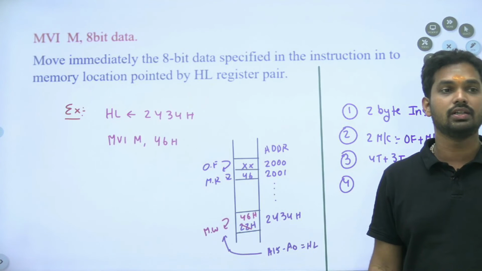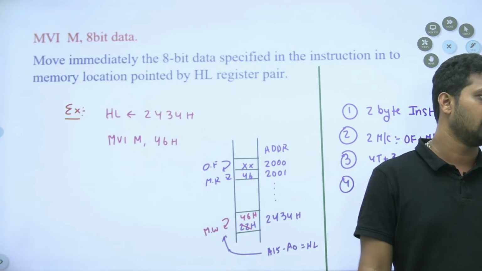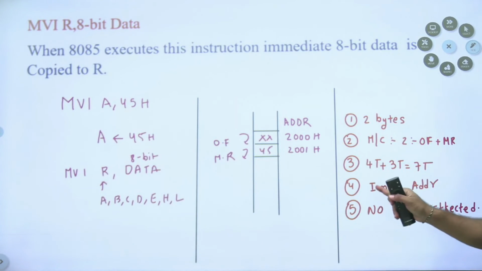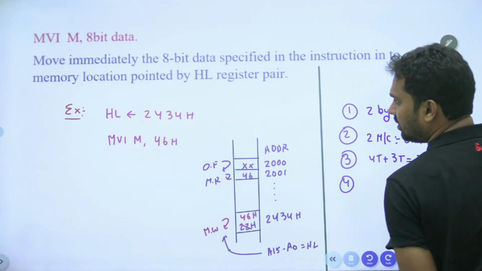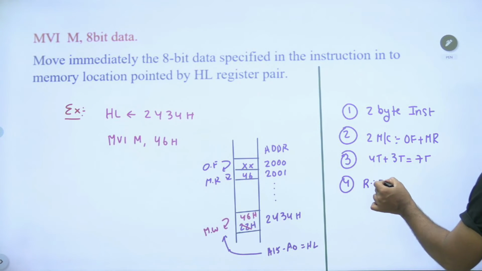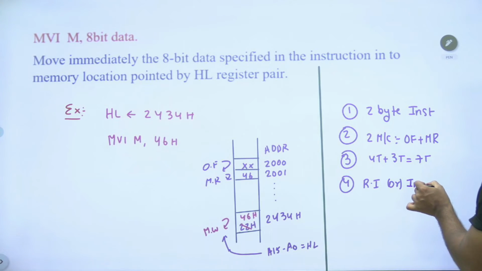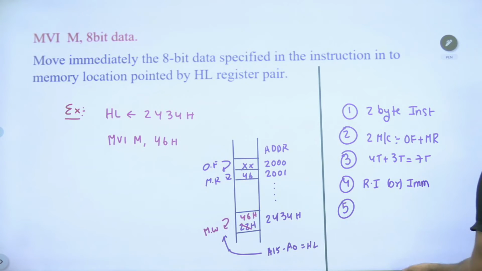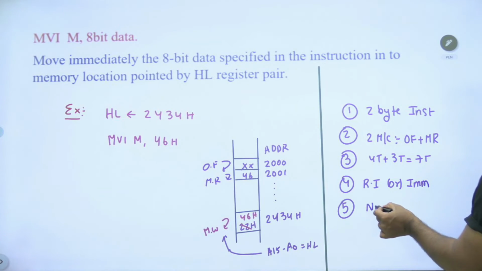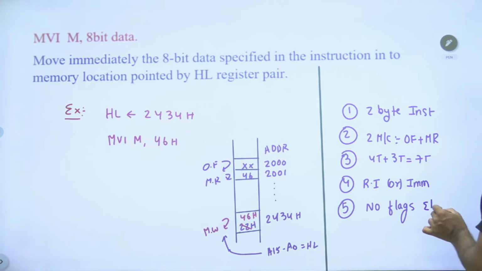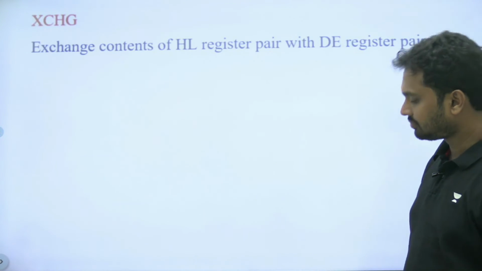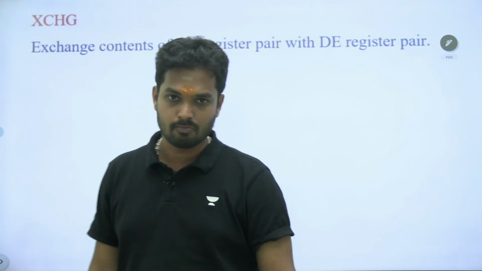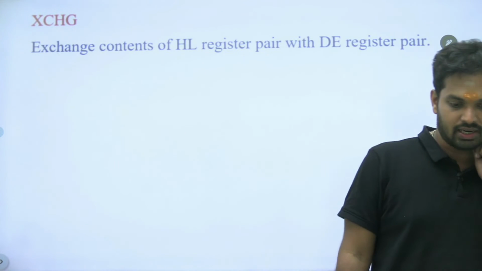What kind of addressing mode is it? It is not the same as what we discussed in the previous case. There it is immediate addressing mode. Here also we can say immediate, but to be more precise, we have used the memory pointer also. So it can be register indirect addressing mode or immediate addressing mode, and no flags are affected. That's all, these are the things about MVI M. Still we have 3 more instructions in this group: exchange, SHLD and LHLD, and we will discuss all of them.